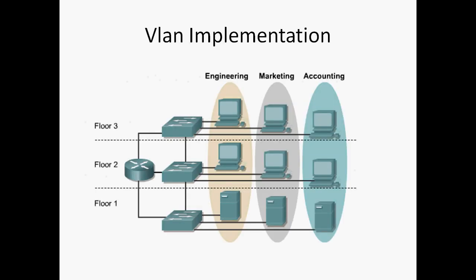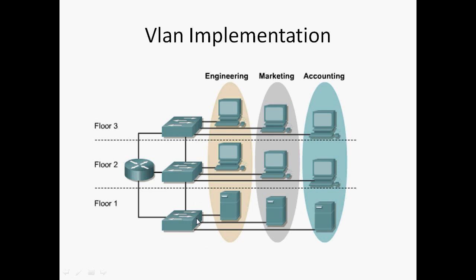VLAN implementation. In this diagram we can see that on the first floor we have three departments: engineering department, marketing department and accounting department. On the second floor we also have engineering, marketing and accounting departments. On the third floor also we have engineering, marketing and accounting departments. On each floor we use only a single switch. In that single switch we can create three different networks. The first network is the engineering department, the second network is the marketing department, and the third is the accounting department. Similarly for the second floor and the first floor.